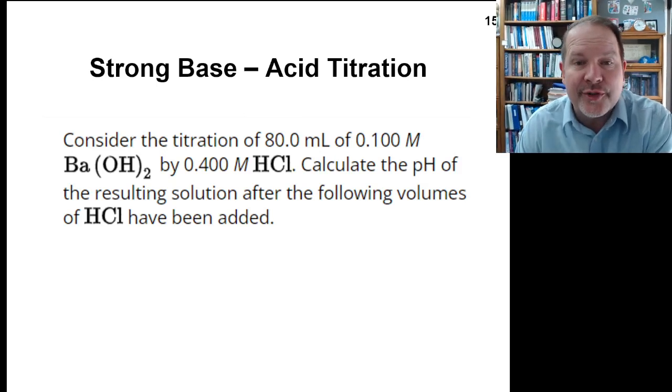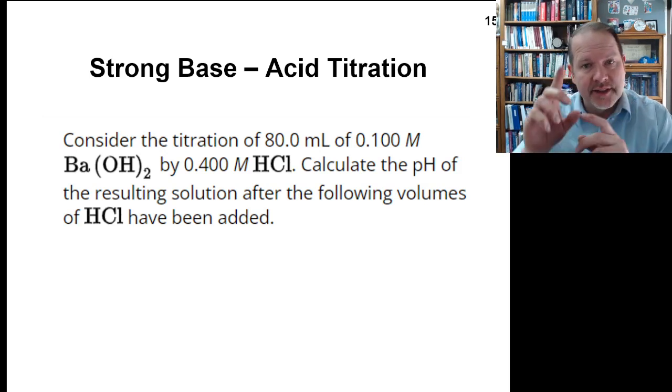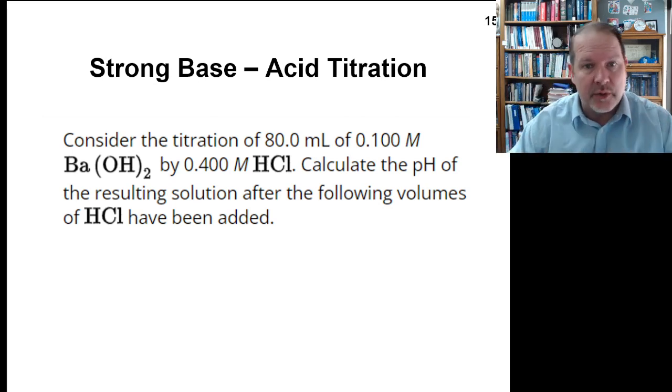Hello, general chemistry students. I want to help you think through an acid-base titration. This one is with a strong base, barium hydroxide. You have that in a flask, and then dripping in hydrochloric acid. This is one of the OWL problems that we had. So it's laid out here.